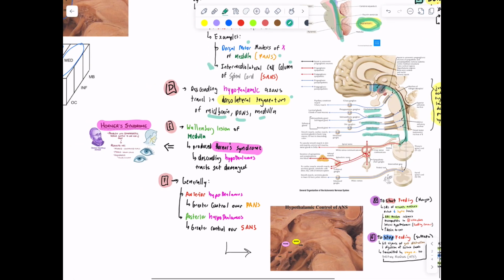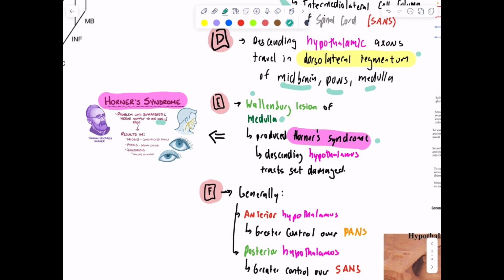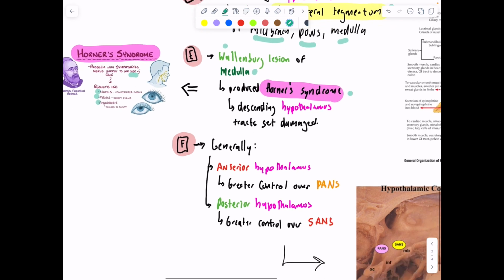All right, so what if we have damage to descending hypothalamic tracts? You have something called the Wallenberg lesion of the medulla, which is exactly that, damage to these descending tracts in the tegmentum. And this is going to produce something called Horner syndrome. This is problems with the sympathetic nerve supply to one side of the face. You'll have miosis, constricted pupils, ptosis, droopy eyelid, and then anhidrosis, failure to sweat.